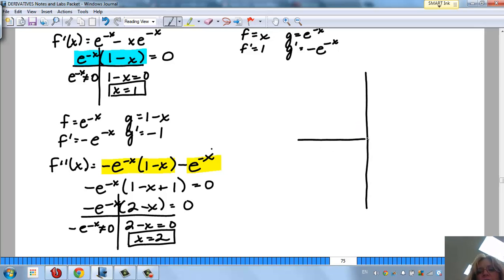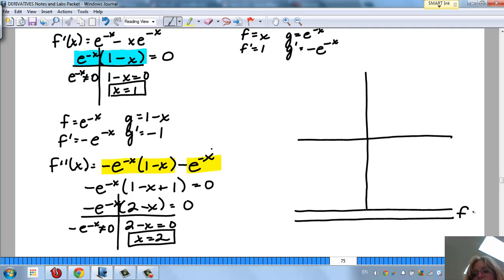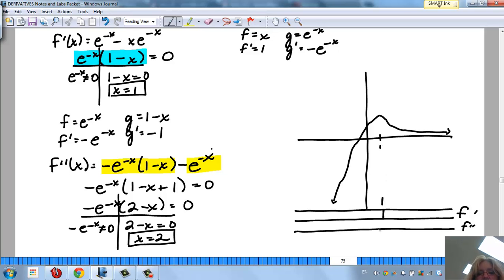So I graphed it, and then I'm going to put my f prime bar underneath it, and my f double prime bar underneath it, so that we can go through and see when it's increasing and decreasing. And the graph looks a little bit like this. This is 1, and so we did 1 here for the f prime bar, and then the other one was 2, so that would be 2 right here.